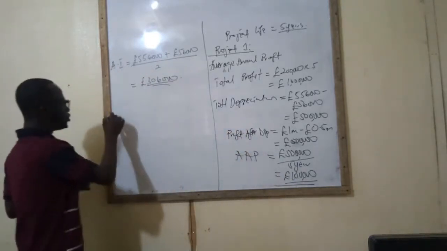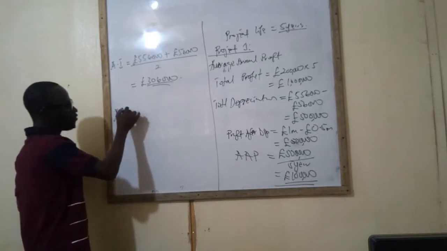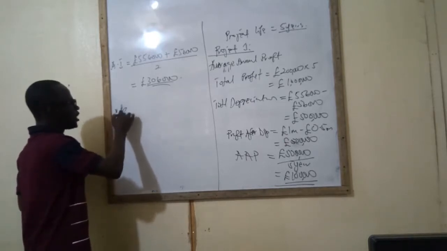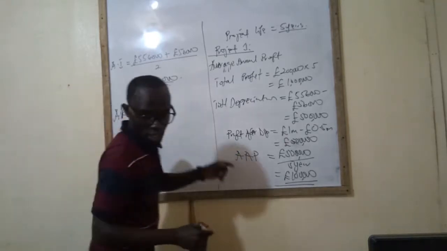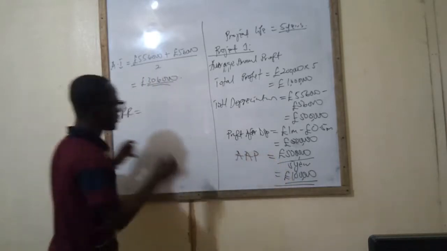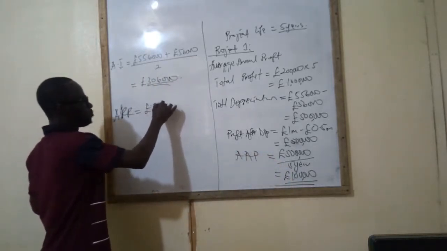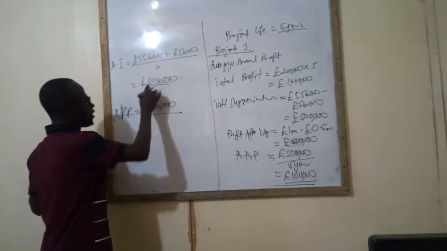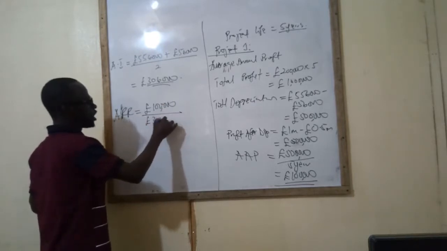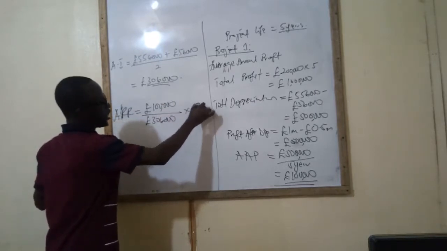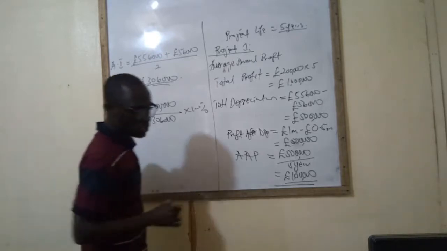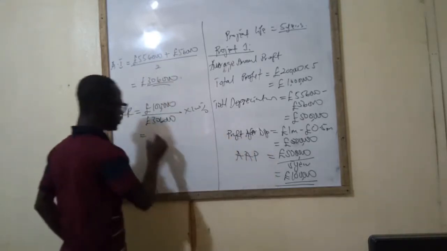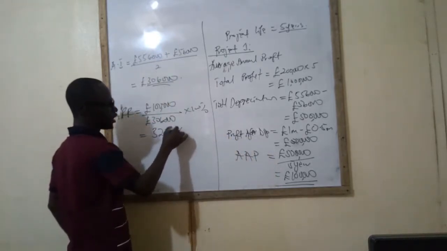So what do we now do? We can now calculate the accounting rate of return to be this, £100,000 over that, £306,000 times 100%. And that gives us an answer of 32.7%.